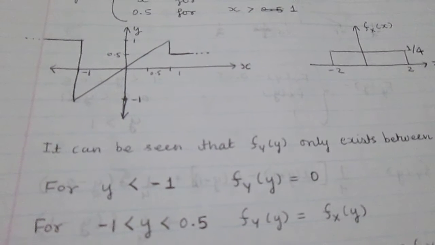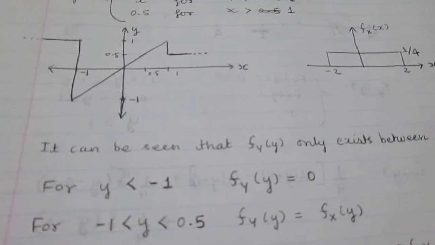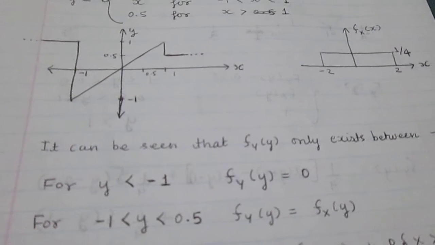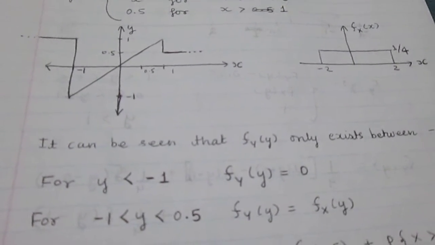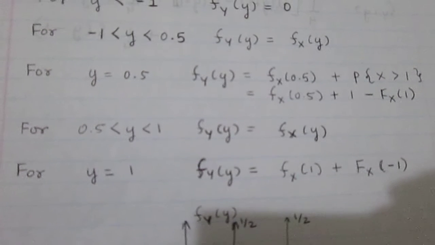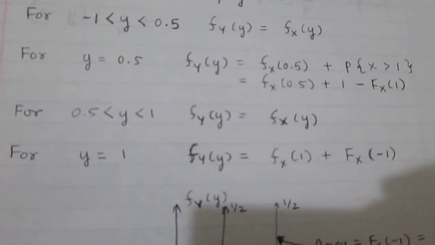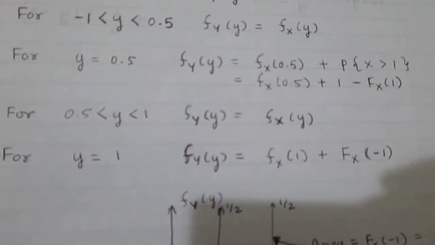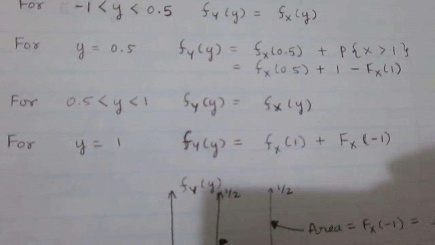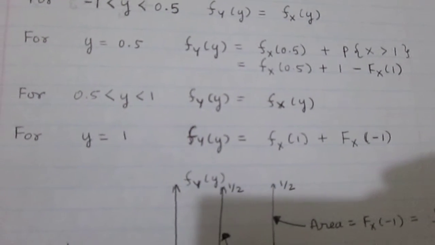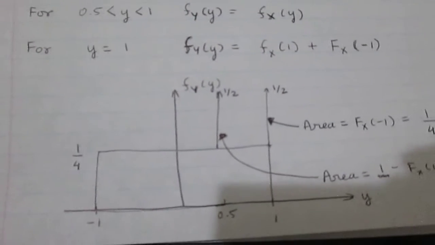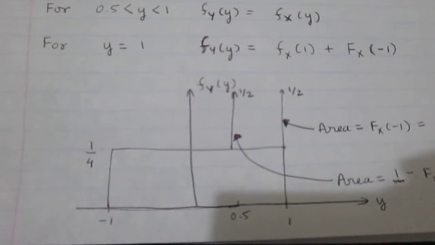Now this line over here signifies an impulse with area CDF of x of -1, that is capital F of x of -1. So the probability density function of y at 1 is equal to fx, the PDF of x at 1, and the CDF of x at -1. So now if we draw all that, we get this graph.